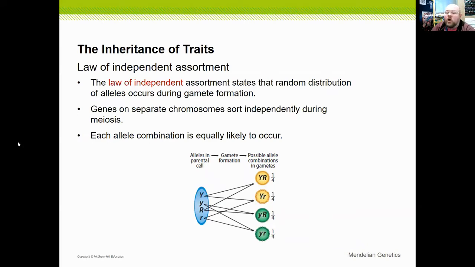Now, we also have what's called the law of independent assortment. This law states that there's a random distribution of alleles occurring during gamete formation. So when your gametes are being formed, there's kind of no rhyme or reason as to why the genes are distributed the way they are. There's so many possible combinations that it's completely random and you can't really pinpoint what's going to happen, which ones are going to be given. Genes on separate chromosomes sort independently during meiosis, and each allele combination is equally likely to occur. Like, it's just as probable to get any of these as it is the other.